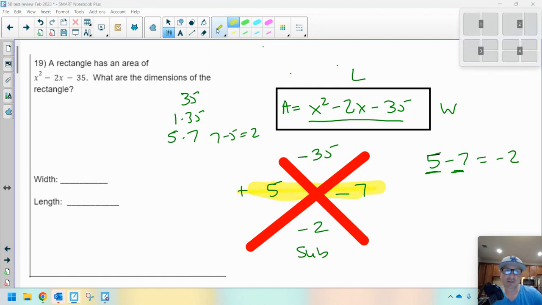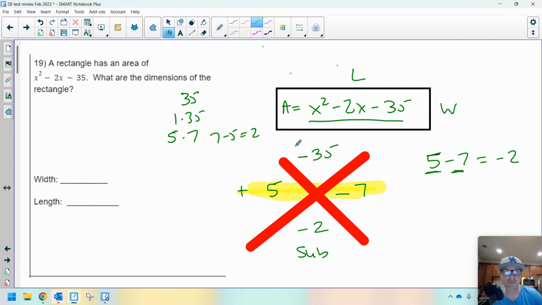These are your answers. You just have to put the letters in front of them. Don't forget, it's x this time. The width is going to be x plus 5. The length is going to be x minus 7. To tell you the truth, even if you got those mixed up, we'd still mark you right.